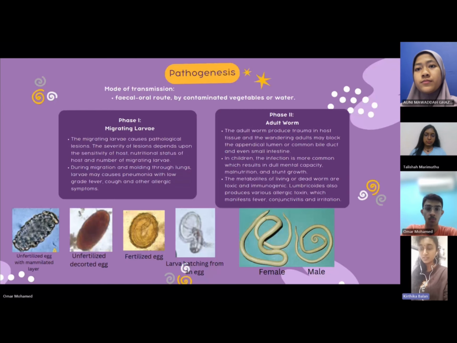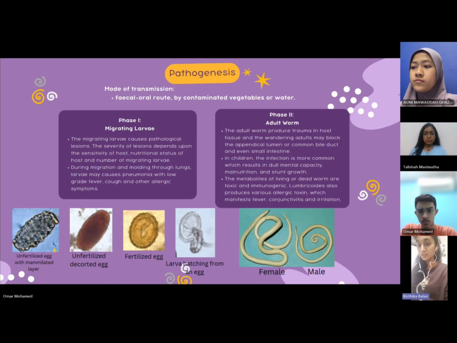As for the pathogenesis, there are two phases. In phase 1, the migrating larvae cause pathological lesions. The severity of the lesion depends upon the sensitivity of the host, the nutritional status of the host, and the number of migrating larvae. During migration through the lungs, larvae may cause pneumonia with low-grade fever, cough, and other allergic symptoms. In phase 2, adult worms produce trauma in tissue, and wandering adults may block the appendicular lumen, common bile duct, and even the small intestine. In children, the infection is more common, which results in dull mental capacity, malnutrition, and stunted growth. Metabolites of living and dead worms are toxic and immunogenic.